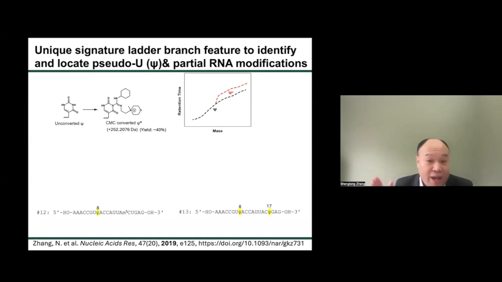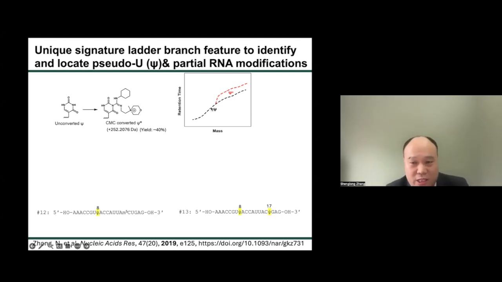Another challenge for mass spec sequencing is that pseudouridine and uridine have identical mass. Mass alone would be difficult to separate them. So in order to differentiate pseudouridine and uridine, we treat RNA with CMC. CMC is going to selectively react with the pseudouridine. The mass is going to increase to 252. After the acid hydrolysis, their ladder fragments are going to shift to the big mass region. And also because the CMC complex is more hydrophobic, after the acid hydrolysis, the ladder fragments are going to shift to the big retention time region.